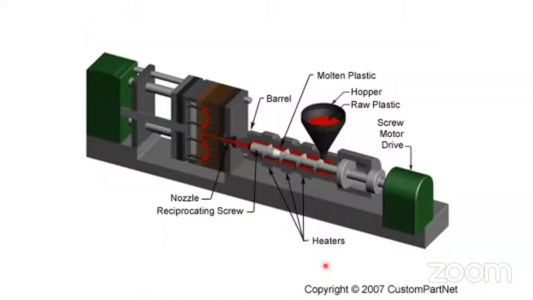Now, see the details here. An injection unit is here. Material is in the red color. The screw is there. The nozzle. This is called a reciprocating screw. Why is it a reciprocating screw? Can anybody tell me?